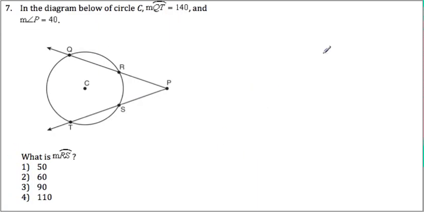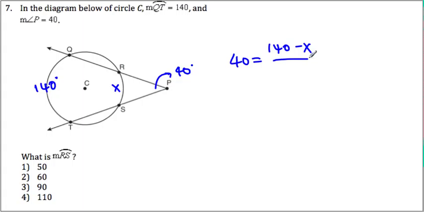Number 7. Here QT, that portion, becomes 140 degrees, and angle P is 40. Find RS. So why don't I call that x? Once again, if you write the relationship using 40 equals, the formula stays the same. There it goes, (140 minus x) over 2.